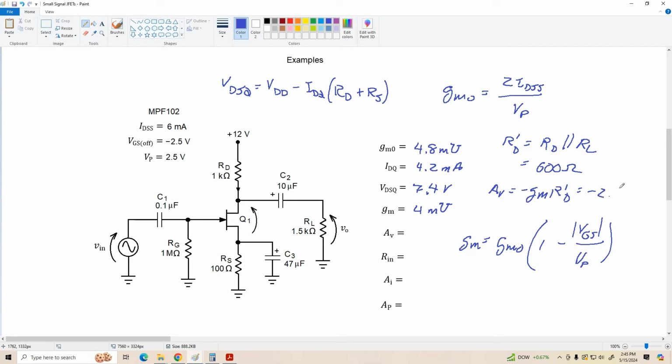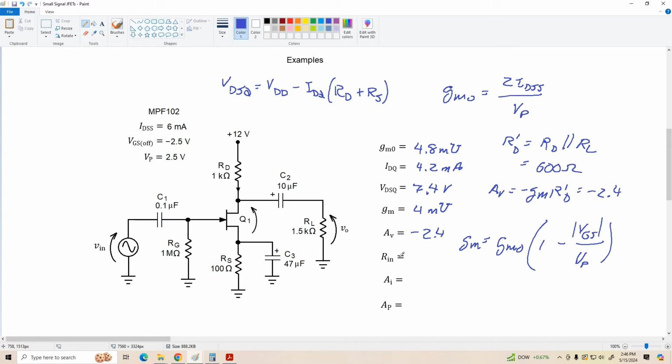Wow. Not much voltage gain, but as I said earlier, JFETs are not known for their high voltage gain, and in this case we see why. We've got a fully bypassed source, and we only get a voltage gain of negative 2.4. If we had a fully bypassed emitter on a common emitter amplifier like this, we'd probably have a gain well over 100. So, you know, if you're looking for voltage gain, JFETs are not the device to use.